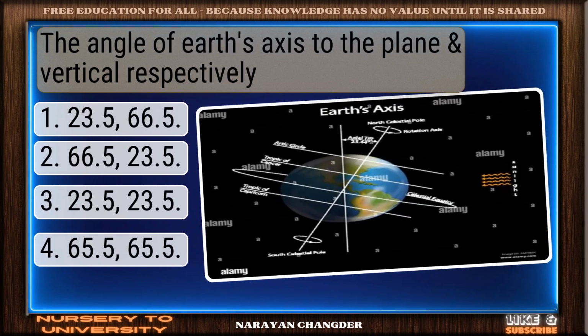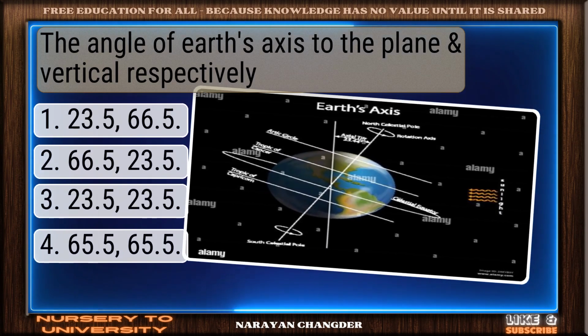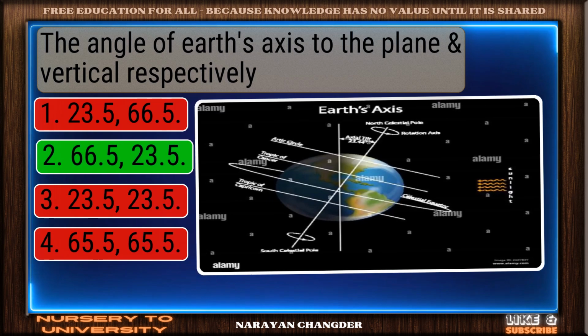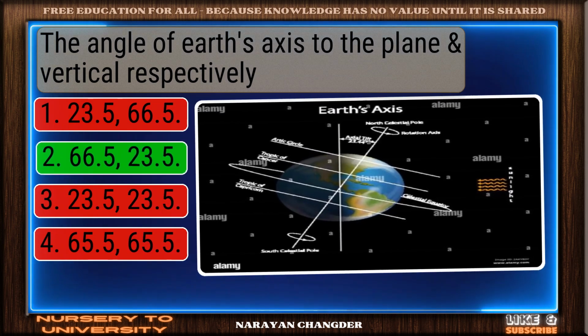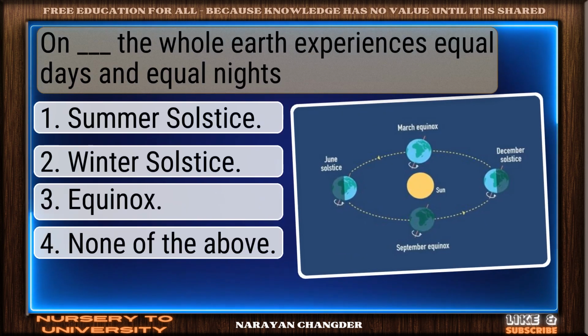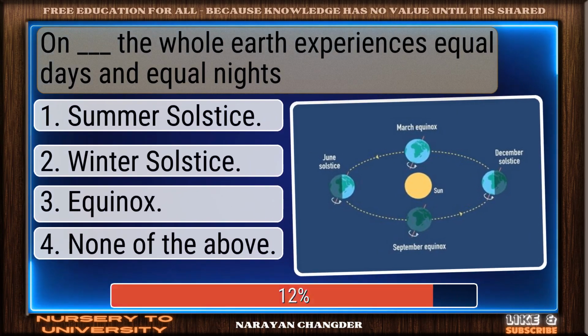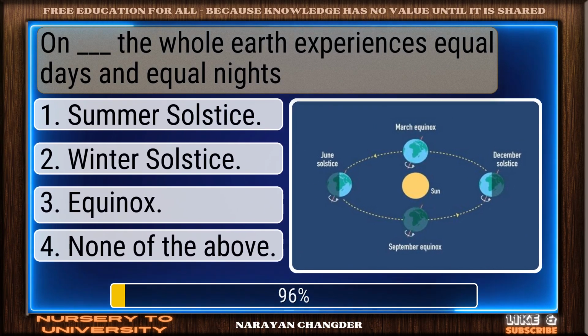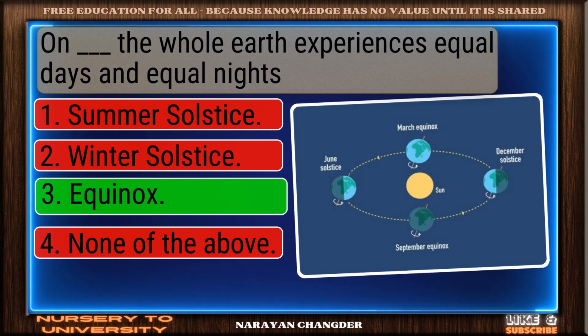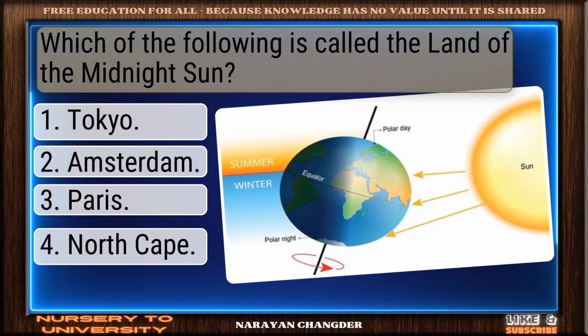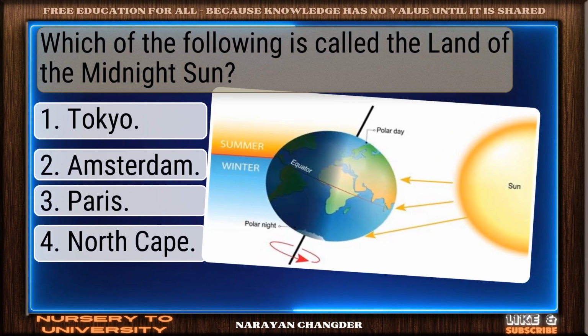The angle of Earth's axis to the plane and vertical, respectively? You got it. Your choice, 66.5° and 23.5°, is right. On ___, the whole Earth experiences equal days and equal nights. Right choice. Equinox is the best answer. Which of the following is called the land of the midnight sun?